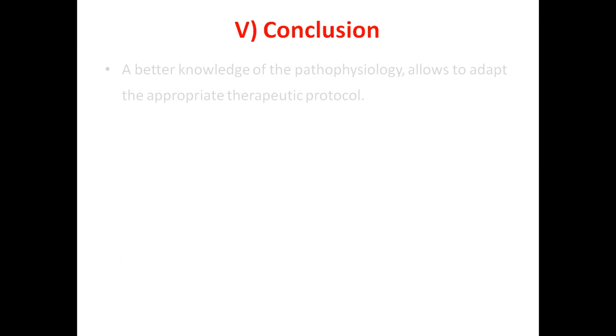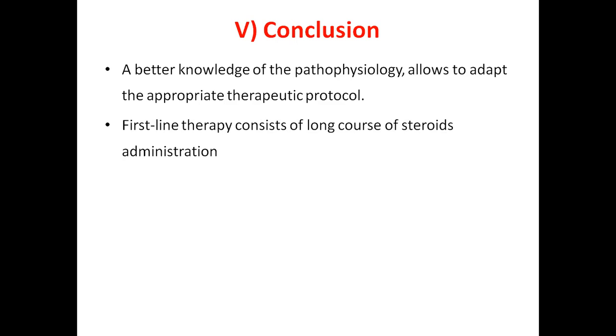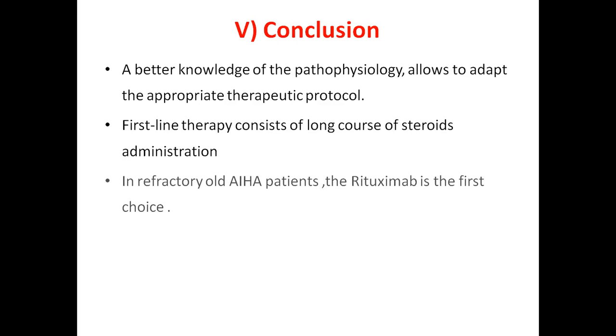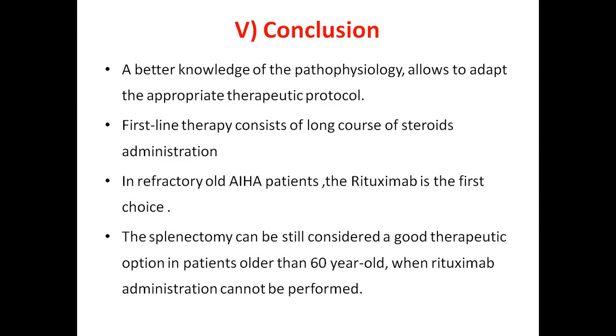Conclusion: A better knowledge of the pathophysiology allows to adapt to the appropriate therapeutic protocol. First-line therapy consists of long course of steroids administration. In refractory autoimmune hemolytic anemia patients, the rituximab is the first choice. The splenectomy can be still considered a good therapeutic option in patients older than 60 years old, when rituximab administration cannot be performed. And thank you for your attention.